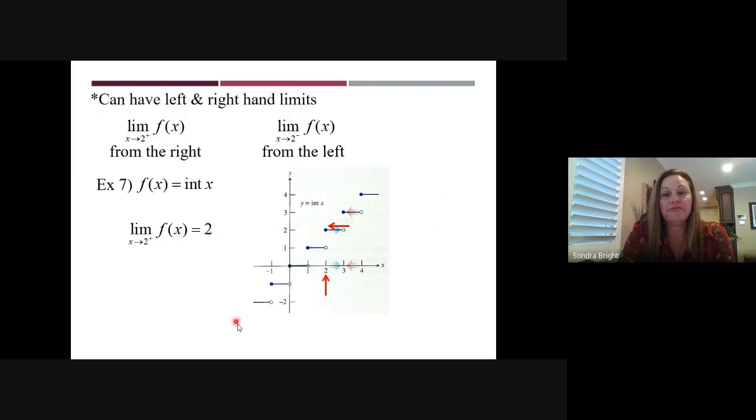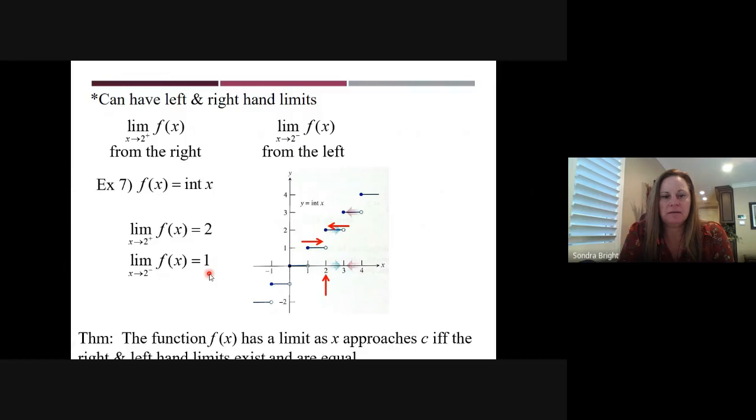Now let's look at from the left. If you're coming from the left, you'd go along and then jump up, and then jump up again. I know this is an open dot, but that doesn't matter. As x is approaching 2 from the left, you're right here, and your y value is 1. So we say the limit as x approaches 2 from the left is equal to 1.